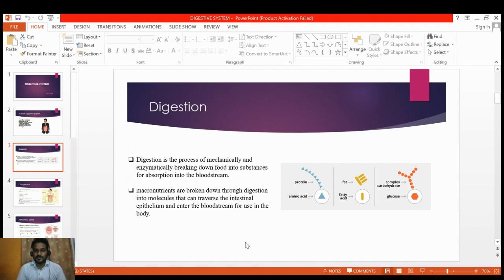By a mechanical process, with the help of the teeth, the food is broken down into smaller pieces. For further digestion, by enzymatic means, certain enzymes are released by the different glands of our body, which are responsible for breaking down the food into the simplest form. Macronutrients, which are mainly utilized, like protein, fat, and mainly carbohydrate, are the three specific types of macronutrients which, by the process of digestion, change into a simple form and are absorbed into the bloodstream for the use of the body.